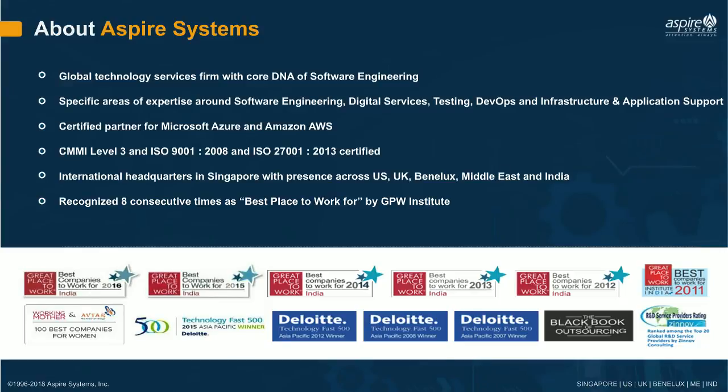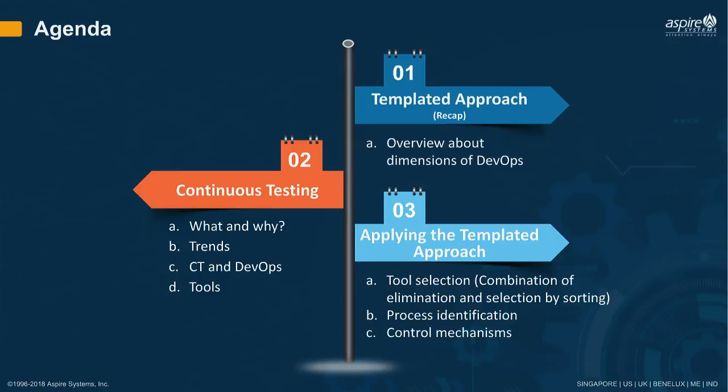Having talked about Aspire Systems, let's jump into today's topic. As the agenda says, we would first recap what a templated approach is. As the topic suggests, we are trying to come up with a templated approach for DevOps. We covered a few concepts in the previous 2 webinars. Today is all about continuous testing, but we'd still like to do a small recap of what was discussed earlier. We'll continue with continuous testing and then apply the templated approach to the continuous testing dimension, to see how we can use it to choose continuous testing tools, processes, and so on.